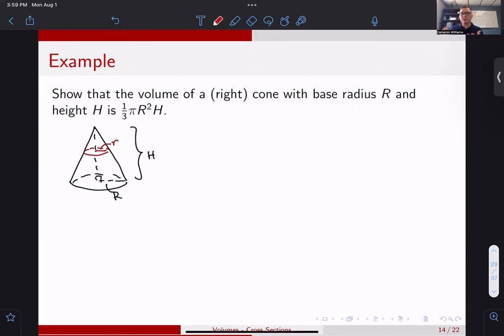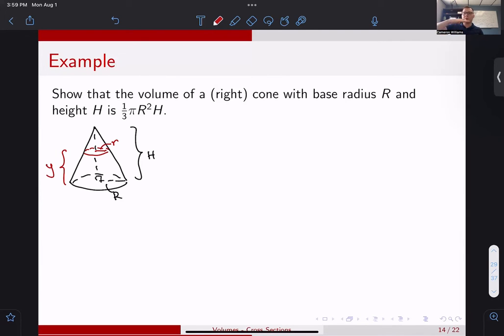And let's say the radius of the circle is a little r. We need that because we need to know the area of the circle. It's pi r squared, so we need the radius. And as I just demonstrated, as the cross section moves up, the radius is going to shrink. So radius is a function of height, and I'm going to denote this as having a height y.